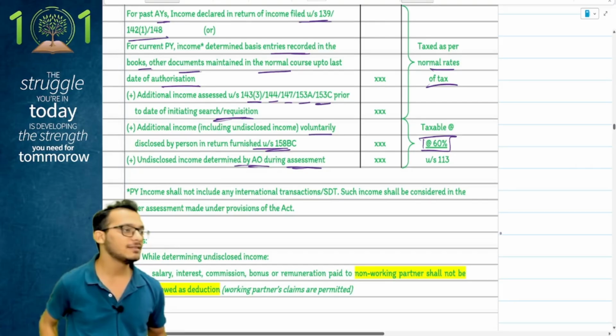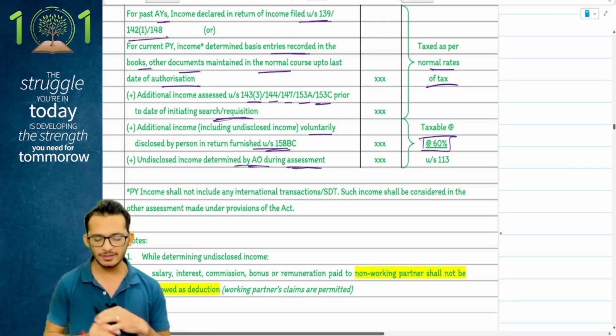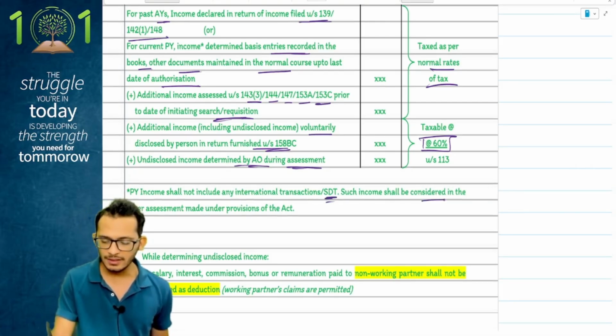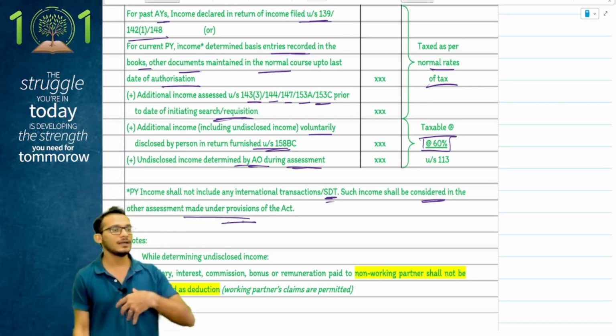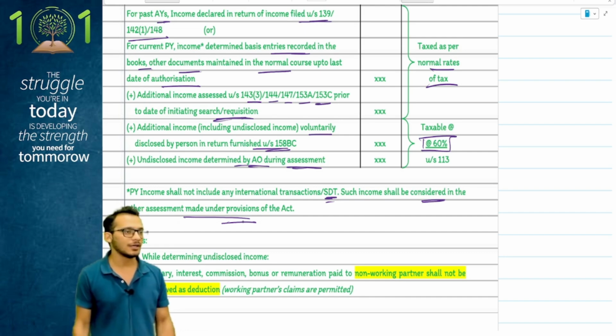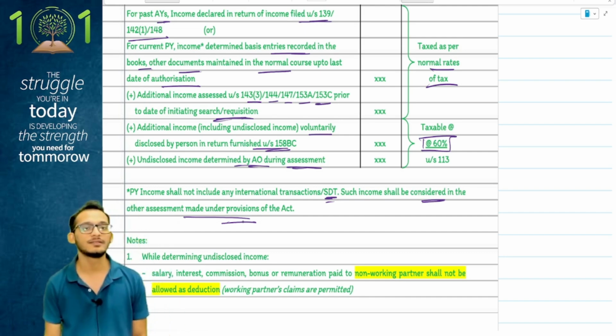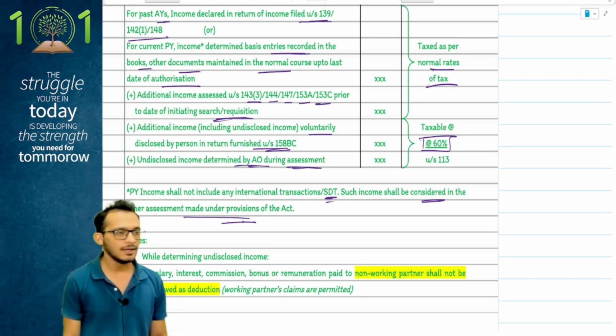Last item, previous year income shall not include any international transactions or STT. Such income shall be considered in other assessments made under other provisions of the Act. When you're doing current year data, you will not do a transfer pricing check on it, because the year is yet to be closed.